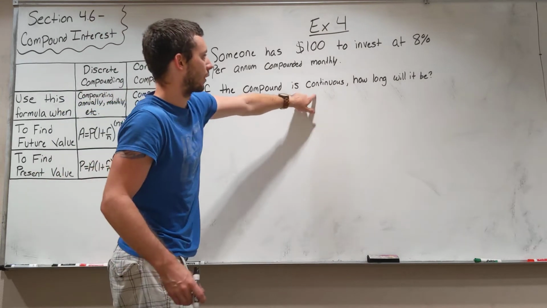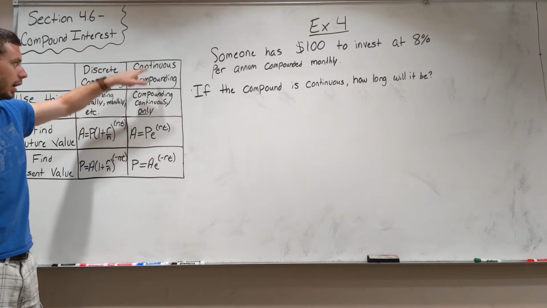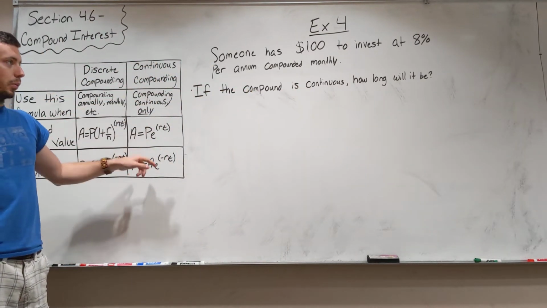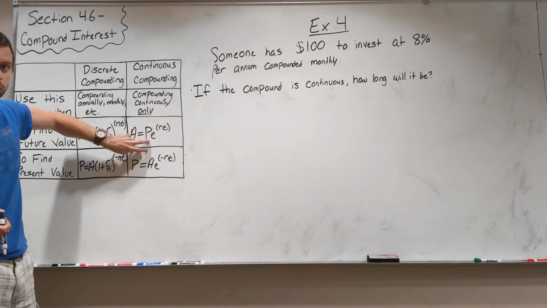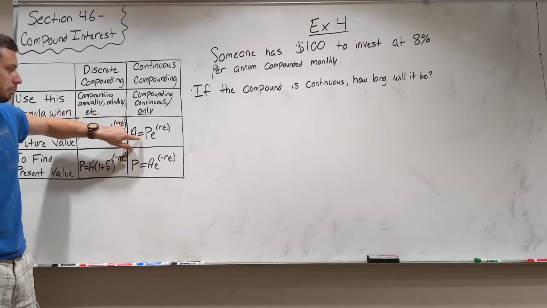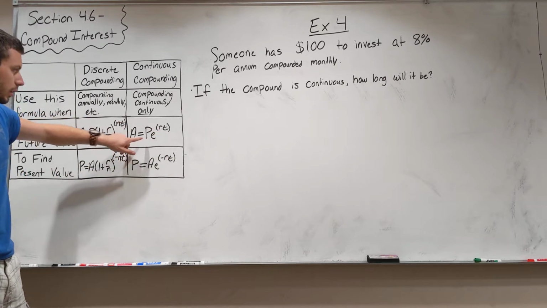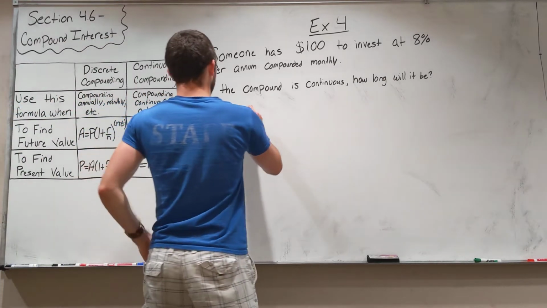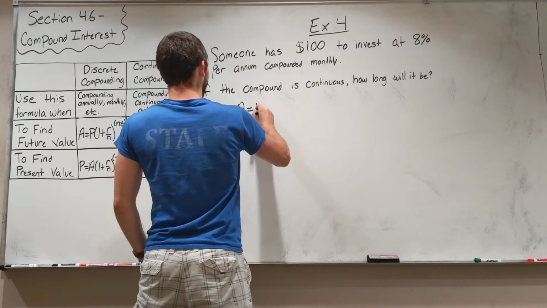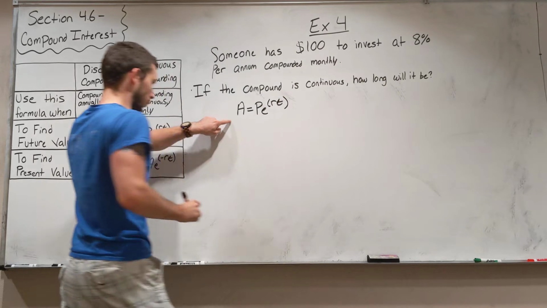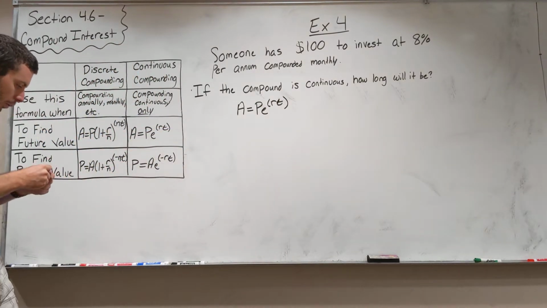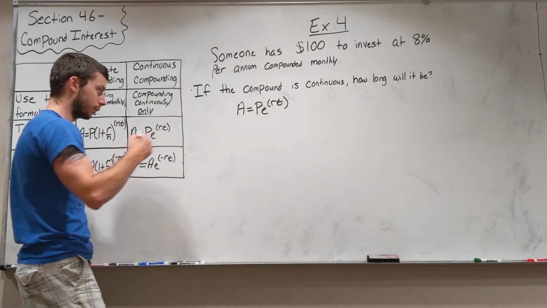So here, since the compound's continuous, we're in this column, and we're solving for time, which tells us we can use either one of these. I like to use the one without the negative, the PERT formula, if you may. So go ahead and start off with that. So this is the formula we're going to use, and let's go ahead and write down the givens.